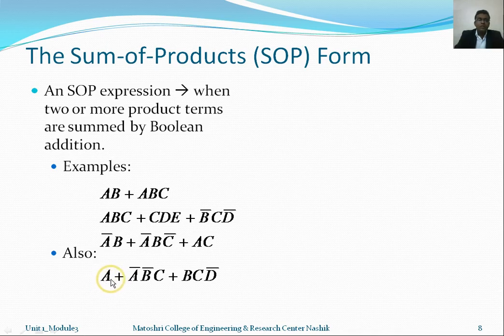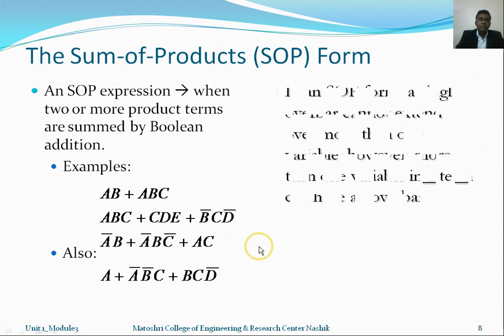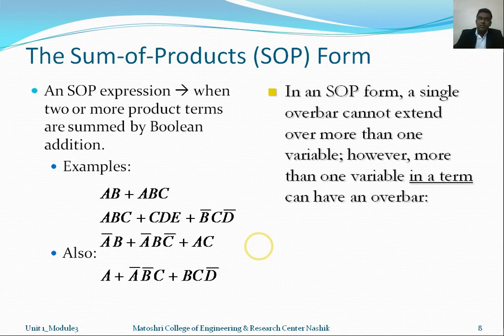So A is the first product term, A bar, B bar, C is the second product term, B, C and D bar is the third product term, and they are summed to each other. That's why it is the sum of these three product terms. So we call it the sum of product form, and it can be represented like that. Now a very important point: in SOP forms, the whole complement is not allowed. If the complement is individual, then it's okay.